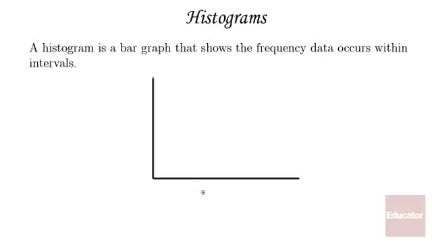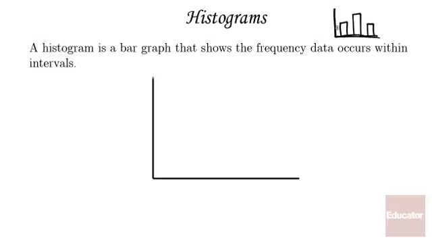A histogram is a bar graph that shows the frequency data that occurs within intervals. So it looks almost identical to a bar graph. It pretty much is a bar graph, but the difference is that the bar graph just shows you the relationship between two different variables, two different things. We know a bar graph looks like this, right? Something like that, where this represents something and this represents something, right?